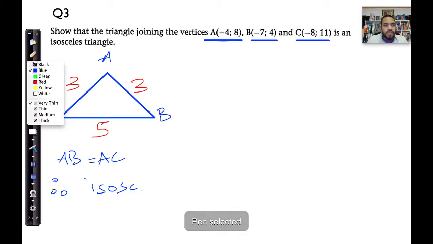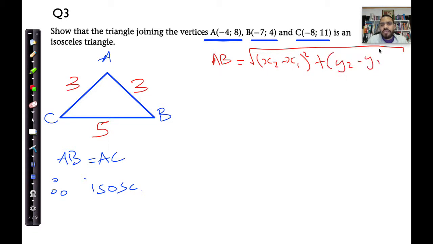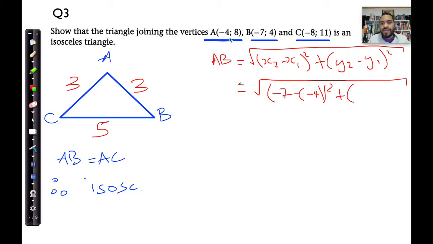Let's get a red pen going there. Let's do AB first. AB equals the square root of x2 minus x1 squared plus y2 minus y1 squared. Now what does that give us? Well, let's take the B's to be our set of 2's. Let's work with the x's first: minus 7 minus minus 4 and square that, and then I'm going to take the y's and say 4 minus 8 and square that over there.